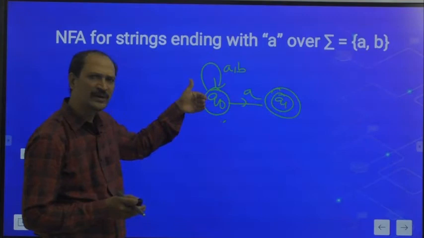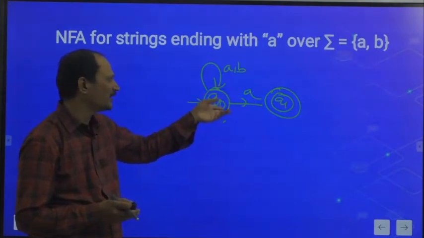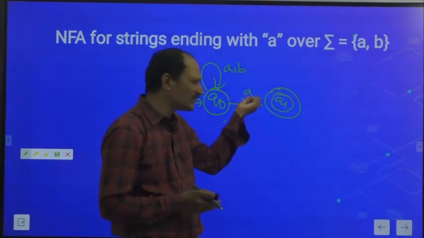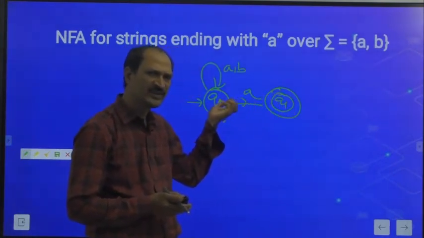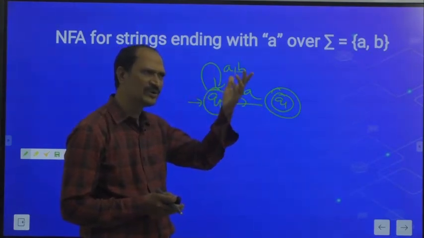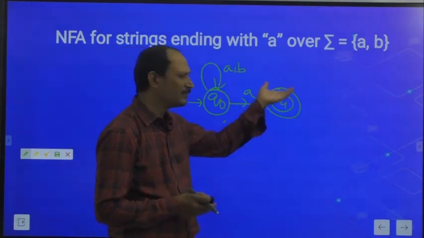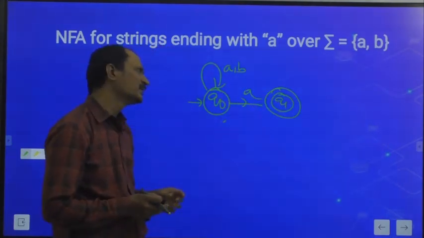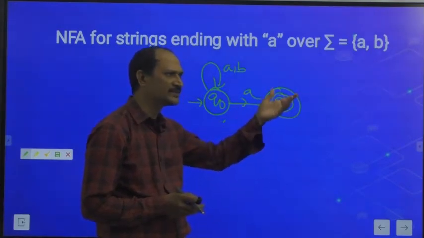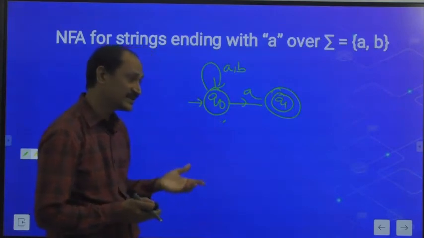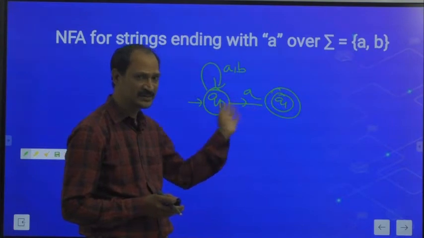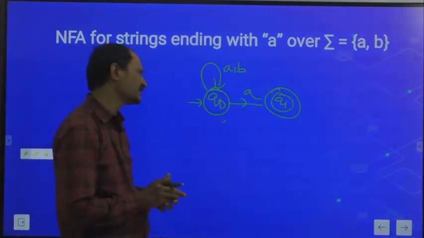Whatever happens before, I don't care. That's why I have applied A comma B as a self loop on Q0. Since I already reached Q1 with at least one A, which is the final ending symbol, there is even no need for me to apply A comma B on Q1. Why? Because I already got a string ending with A, so whatever happens then, I just ignore it. Whereas in a DFA you need to show a path even for A and B on Q1, but in the case of an NFA there is no such restriction.